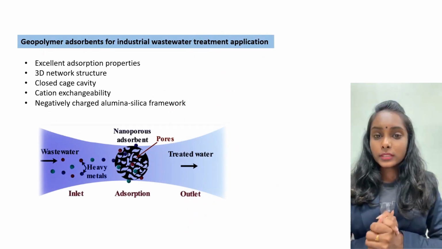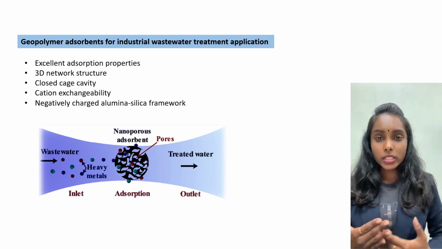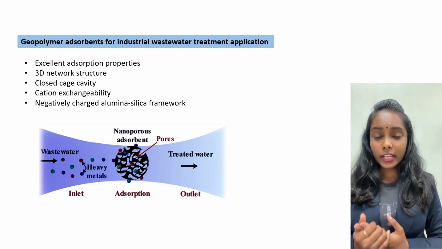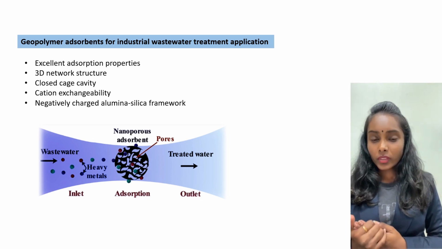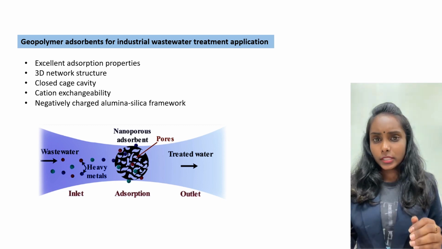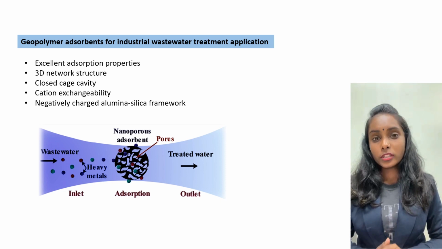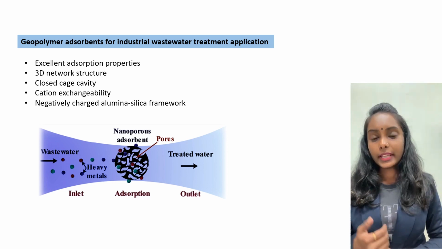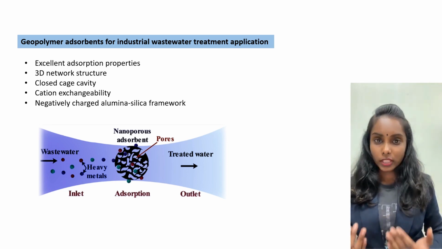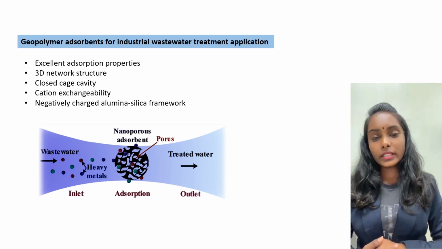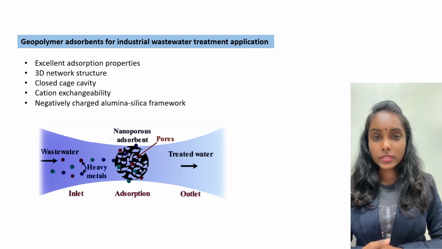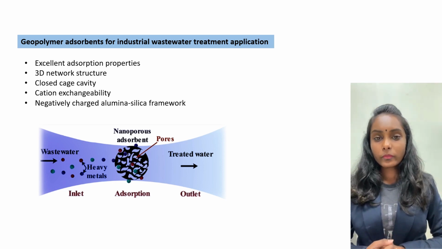Many common adsorbents such as activated carbon, biochar, hydroxyapatite, and clay minerals can be used to treat wastewater. Among these adsorbents, geopolymer based adsorbent is the most significant and very useful in the water treatment process because it has excellent adsorption properties, cation exchangeability, 3D network structure, closed cage cavity, and also negative charge aluminosilicate framework.